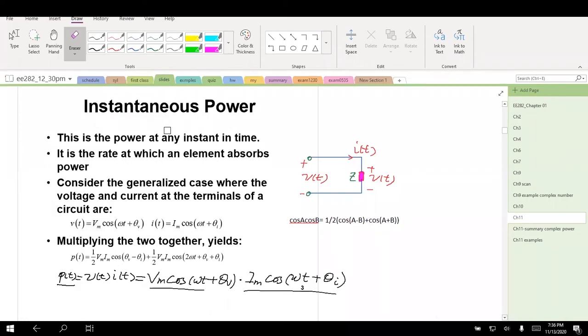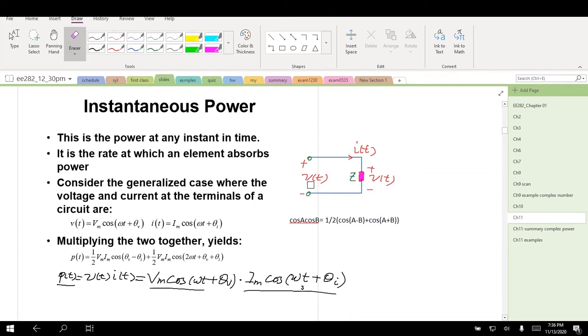In this video, we discuss the instantaneous power. The instantaneous power, as the name suggests, is the power at any given time. So let's look at this circuit here. We have v(t) and i(t), and Z, that's any impedance. And this is an AC circuit.